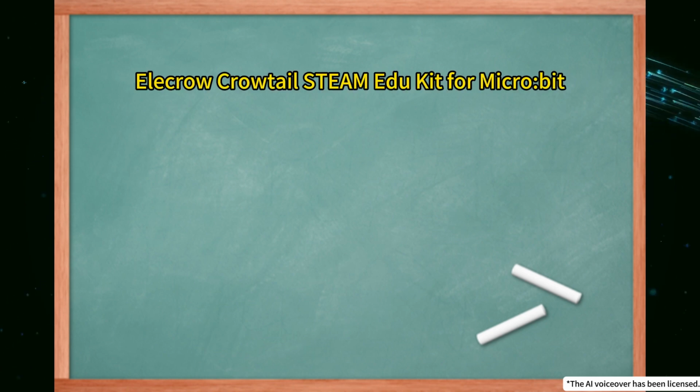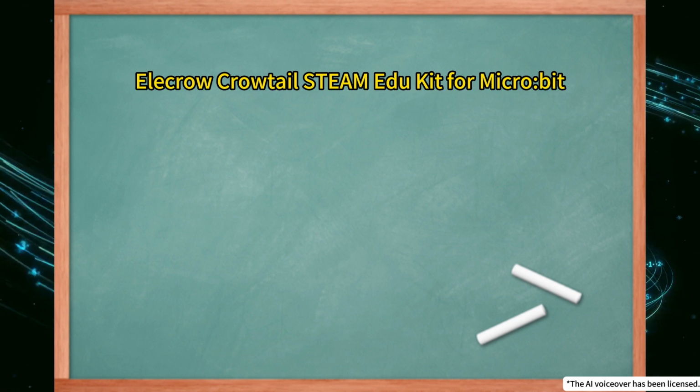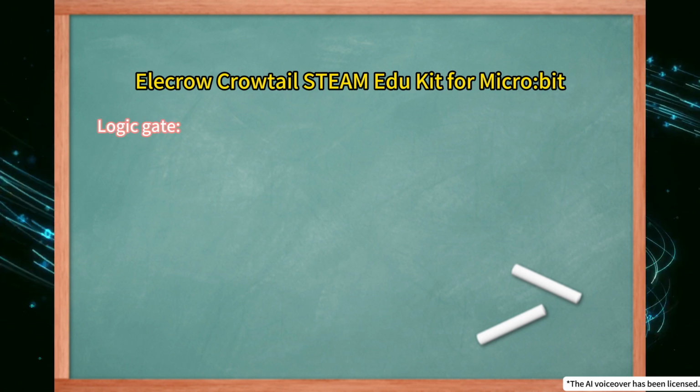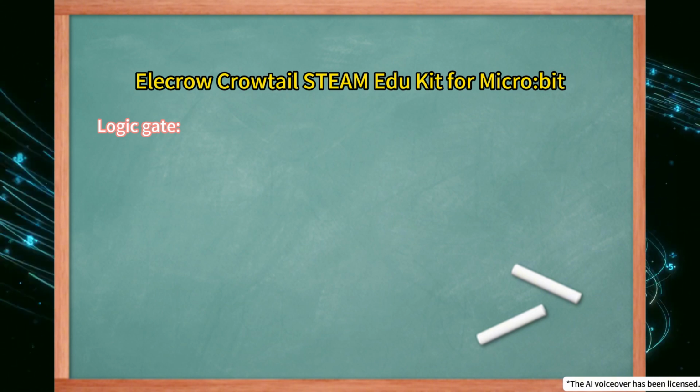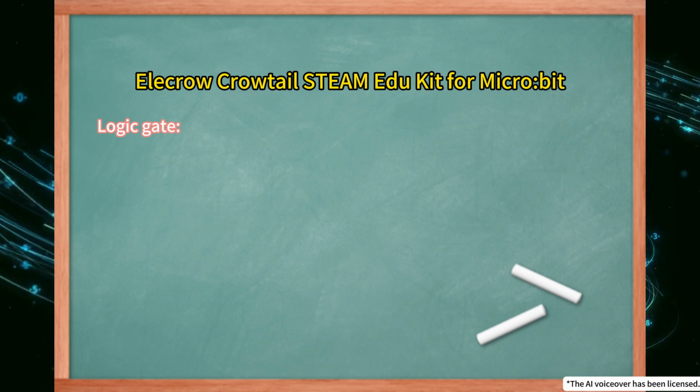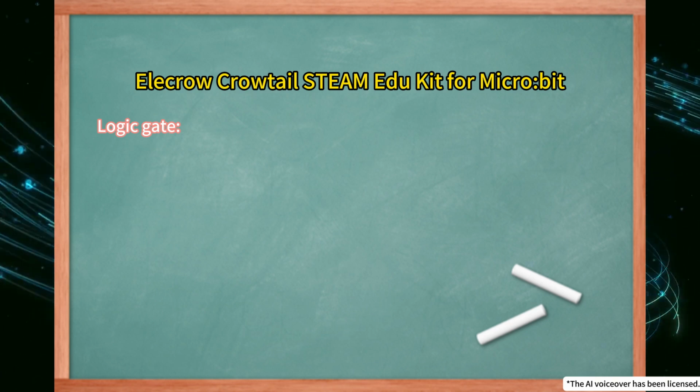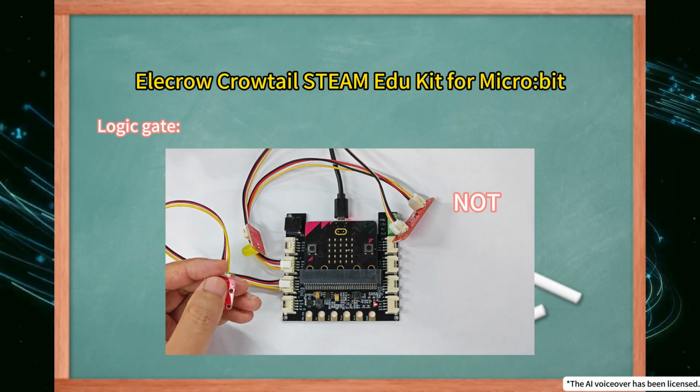Today we're going to cover the 10th EAP program in the Elecrow Crowtail STEAM Edu Kit for Microbit Kit, how to make a logic gate project using Microbit. First, let's understand this program. In this program, the inputs are the same, but the outputs will be different. First, the effect of the NOT module.